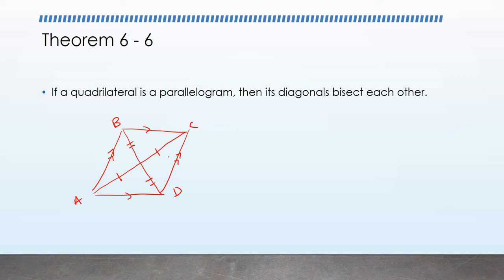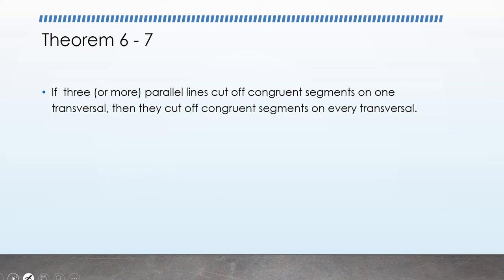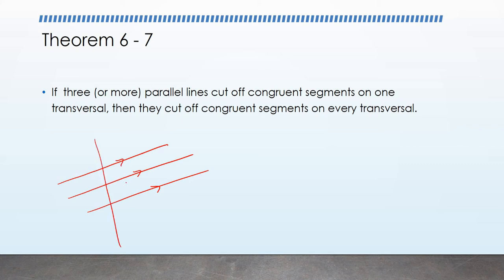Okay, one other theorem, 6.7: if three or more parallel lines cut off congruent segments on one transversal, then they cut off congruent segments on every transversal. So if I have three parallel lines, I'm going to do three for the moment, and there is a transversal that they cut into equal segments, then any transversal that I draw will also have equal segments. Doesn't mean that these will equal these, but this is bisected and these are bisected.